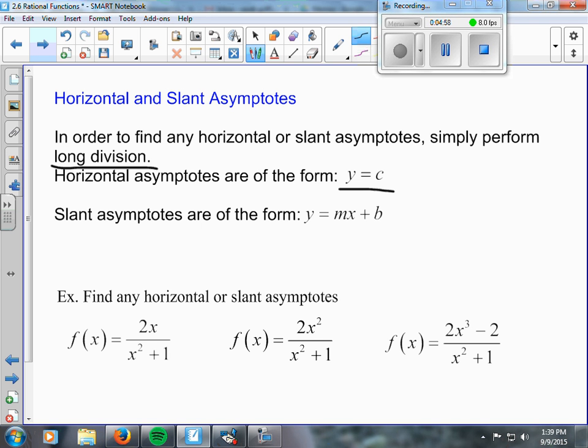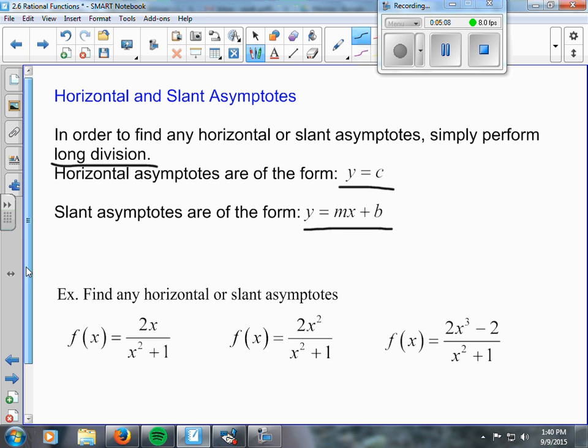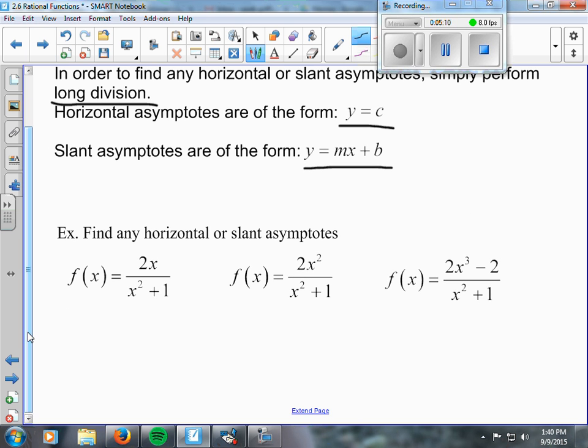So if you get some sort of constant like 4, then y equals 4 is your horizontal asymptote. If you get a line, then that's your slant asymptote. So I have 3 examples here. We're going to do all 3 examples, and you'll see the different kinds of horizontal or slant asymptotes that you can get.